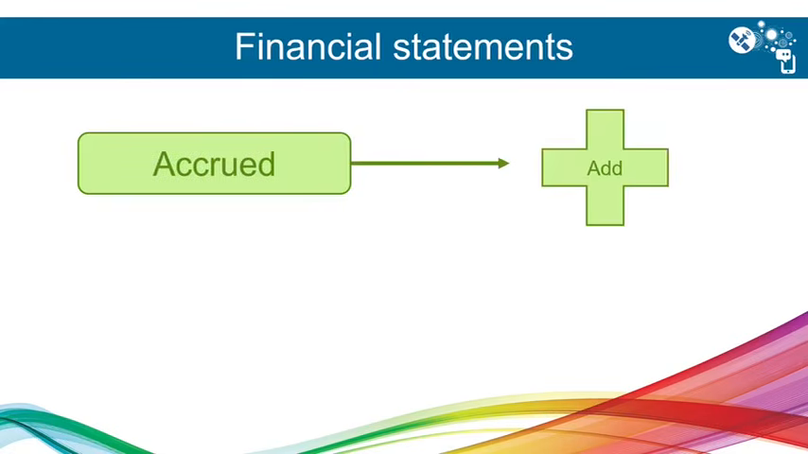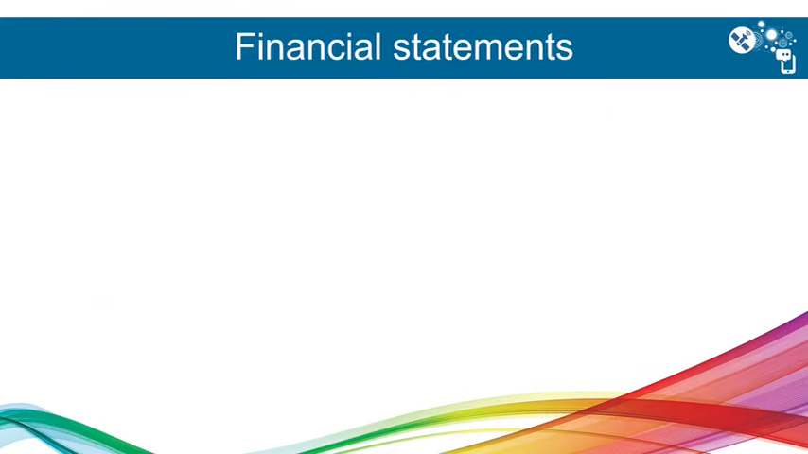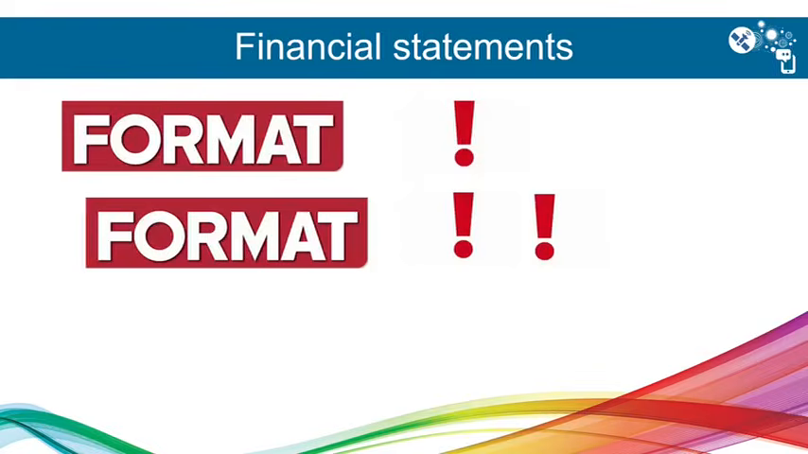Just remember, accrued means we add. Accrued A, we add A. In advance means we subtract. This is the matching concept. We want to calculate the real income or the real expense for the financial year. Whether we paid in advance, whether we've received too little, we want to calculate the correct income, the correct expense. Matching concept. That's why accrued, we must still receive or pay, so we add, in advance we subtract.